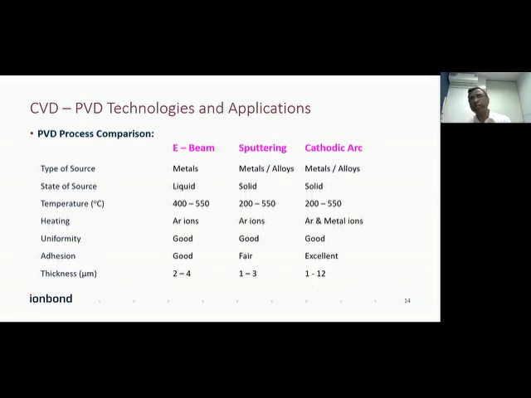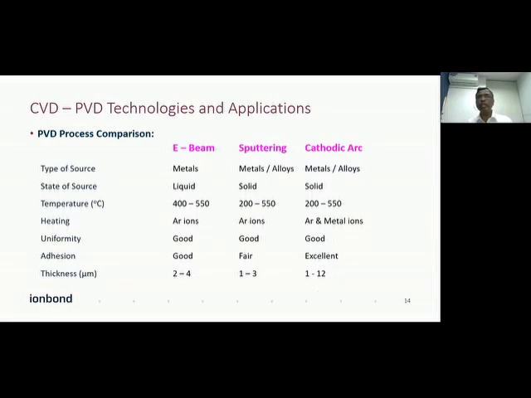But with the cathodic or the sputtering arc, those can be used and have better properties of those coatings. What is the state of the source? In the e-beam, electron beam, what are the metals we are using? Those are in the liquid form. Whereas in the sputtering or the cathodic arc, it is in the solid form.